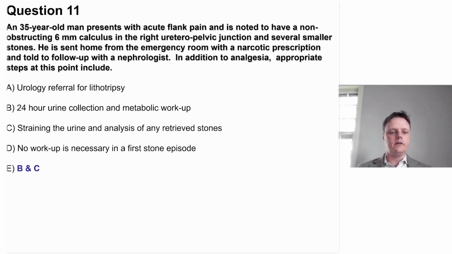So you don't necessarily need to do a complete metabolic workup in patients in this age group who have a single stone episode. However, in this case, he doesn't have one single stone. He has one larger stone, which is symptomatic right now, but also several smaller stones. So this person has multiple stones and should have a metabolic workup. And you should also do your very best to strain the urine and try and get an analysis of the retrieved stones.